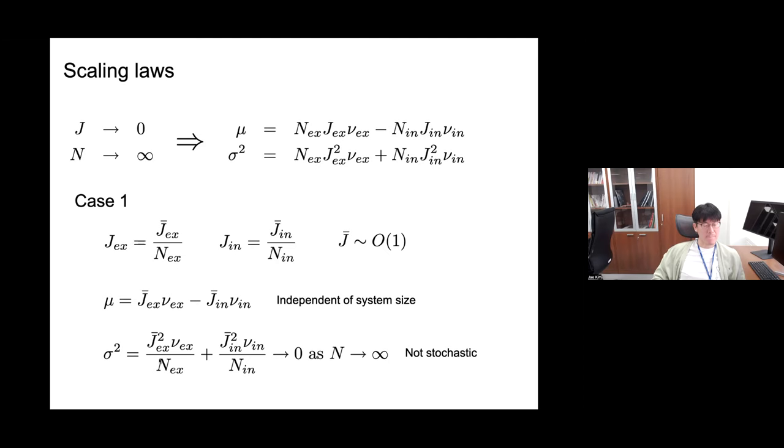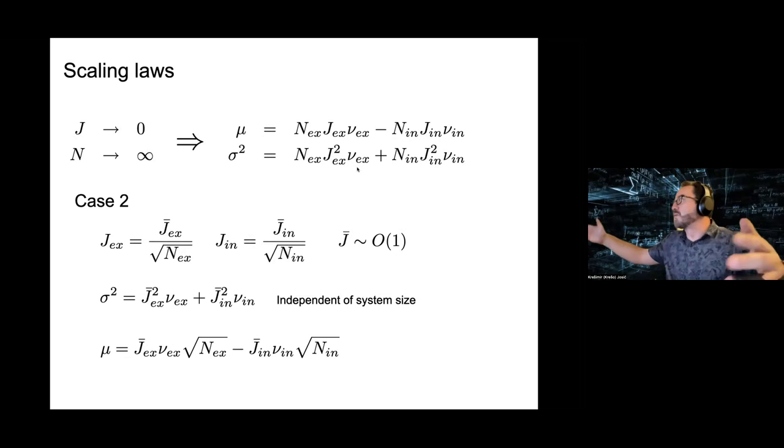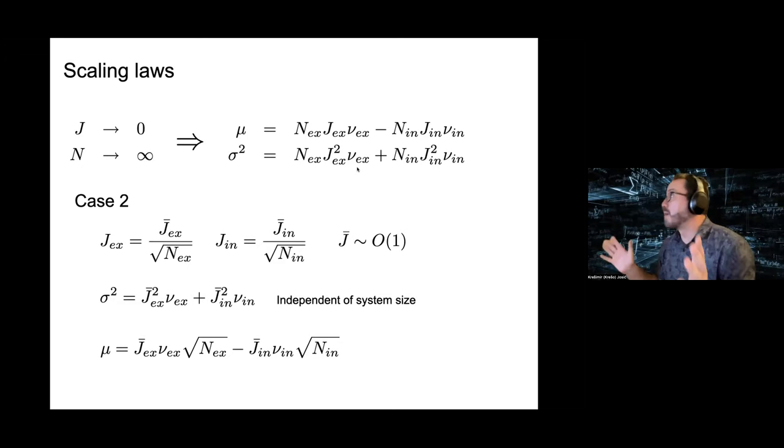But if you scale it in a different way, if you noticed before, I used a slightly different scale. If you scale by the square root of n, where J bar is just a constant, then sigma squared becomes independent of system size. If you plug these JEX and JIN in here, the square root squared gives you an NEX that cancels the NEX, and sigma squared becomes roughly independent of system size as N goes to infinity. So your fluctuations remain constant as your network size grows.